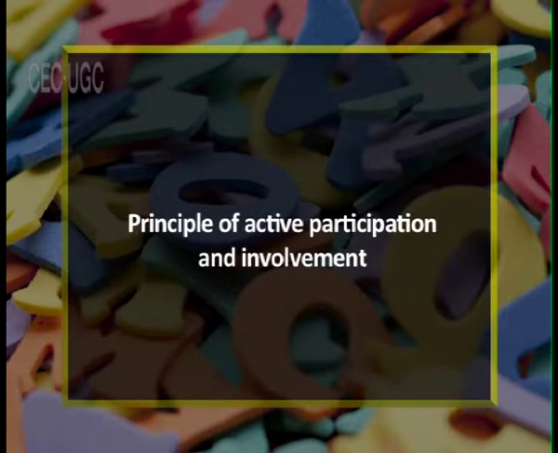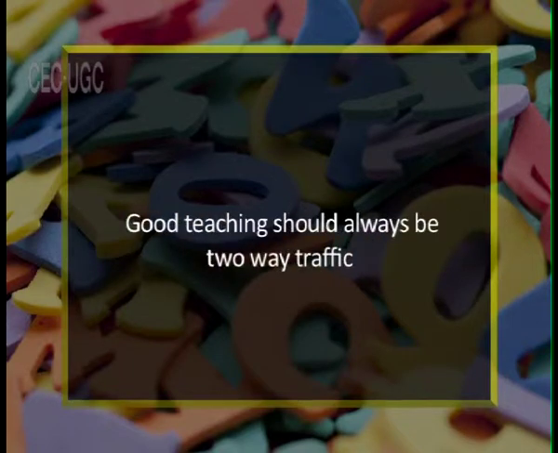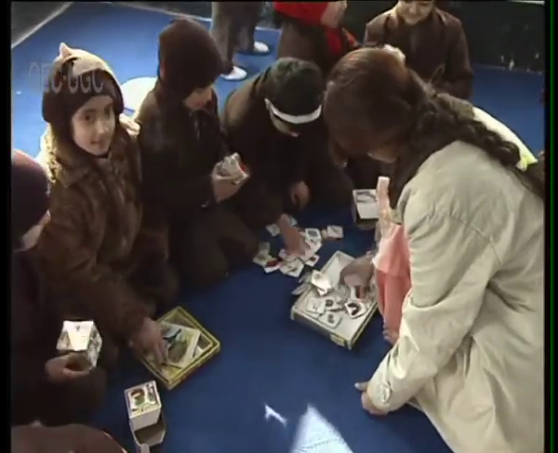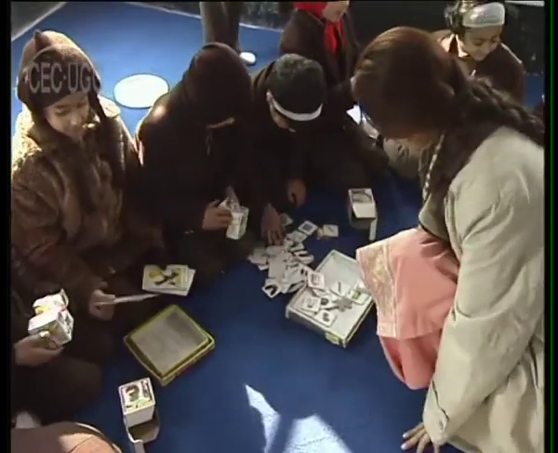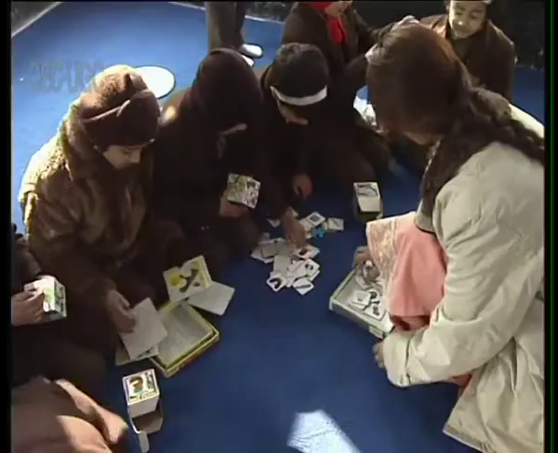Principle of active participation and involvement. A good teaching should always be two-way traffic, making the task of teaching a cooperative effort of the teacher and the taught. Teaching is like a current flowing in a live wire with the teacher and the taught at its two ends. A teacher trying to flow the current of knowledge without the involvement of the students is unnecessarily wasting his energy and the resource of the community. A good teacher for effective results always tries to seek active participation of the students in the teaching learning process.